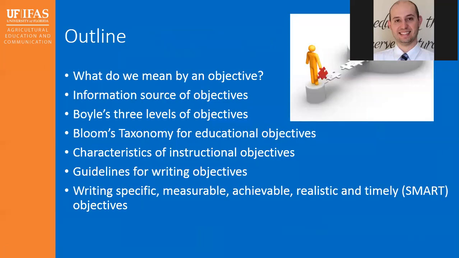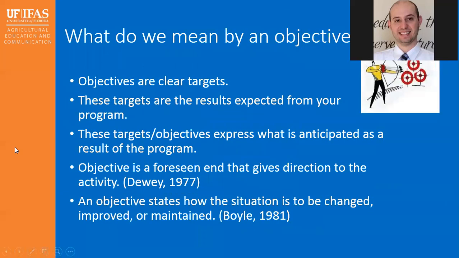So as you see in this outline, we're going to cover a lot of different components of developing measurable objectives, starting from what an objective is, where you can get objective information from, and then going into more of the nuts and bolts behind the objectives themselves. So we'll just jump on into it. So what do we mean by objectives?